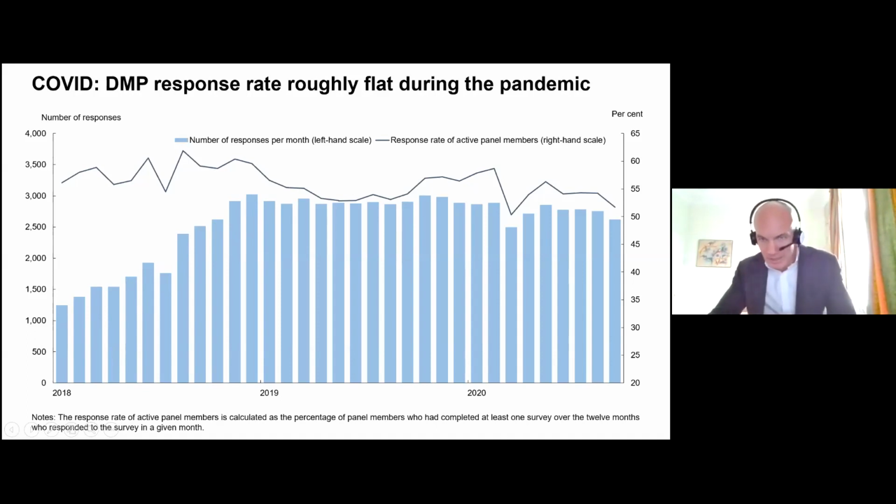Now, what you'll see is that there was a big tick down in March because all hell was breaking loose in March, but that there was a reasonably good recovery, and we're now, I think, back to something like where we were in the middle of last year. We're always trying to boost the response rate and the number of people in the panel, and we think that we're doing a reasonably good job of not having COVID affect the response rate to the survey.